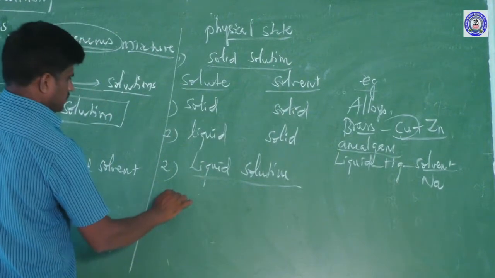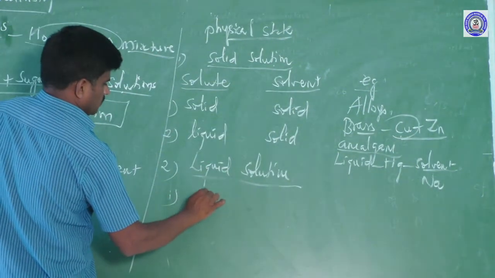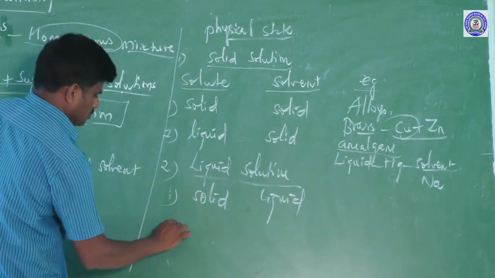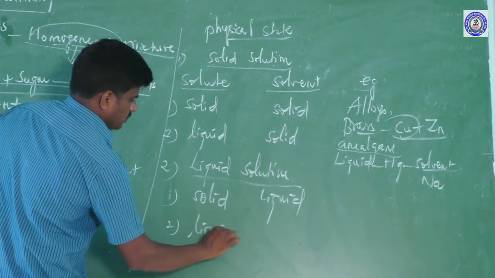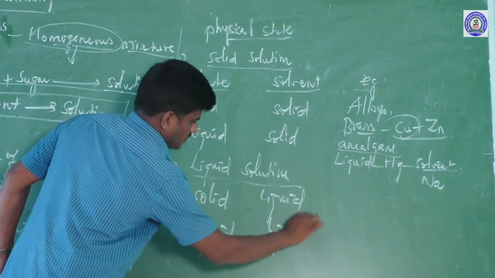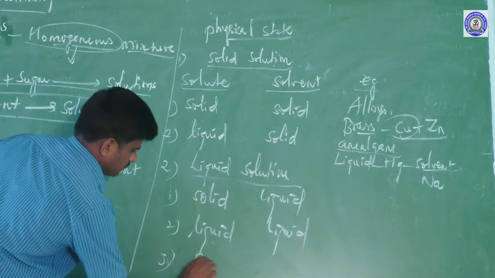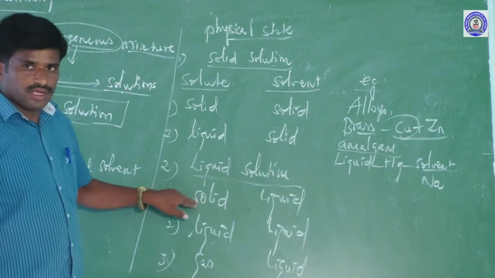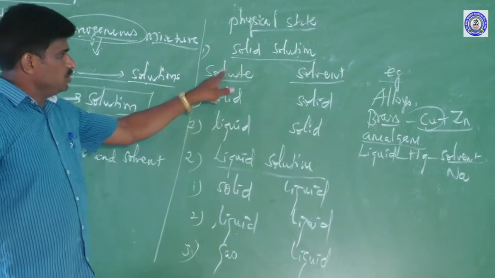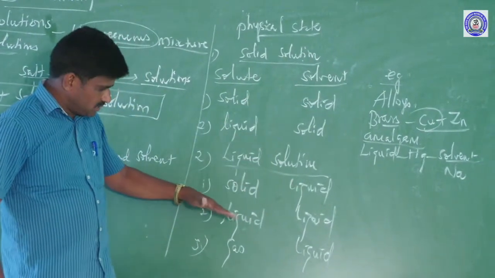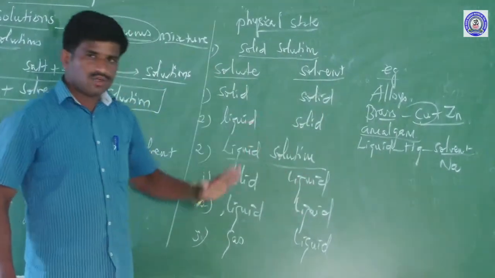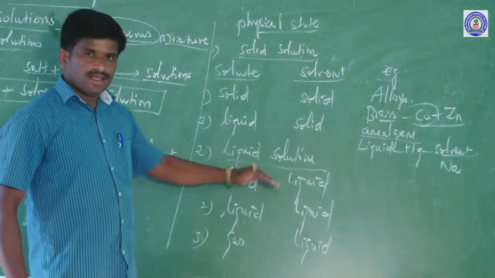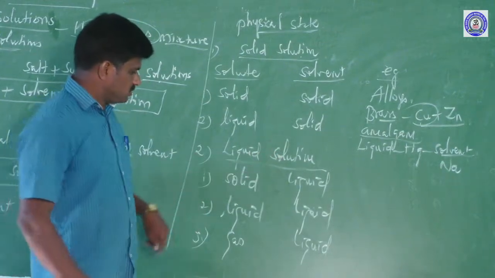Liquid solutions. The first liquid solution is solid in liquid. The second is liquid in liquid. The third is gas in liquid. Actually, what you come to know here is the solid solute with a liquid solvent, then liquid solute with a liquid solvent, and the third type, gas solute with a liquid solvent. Let's see examples for such types of liquid solutions.